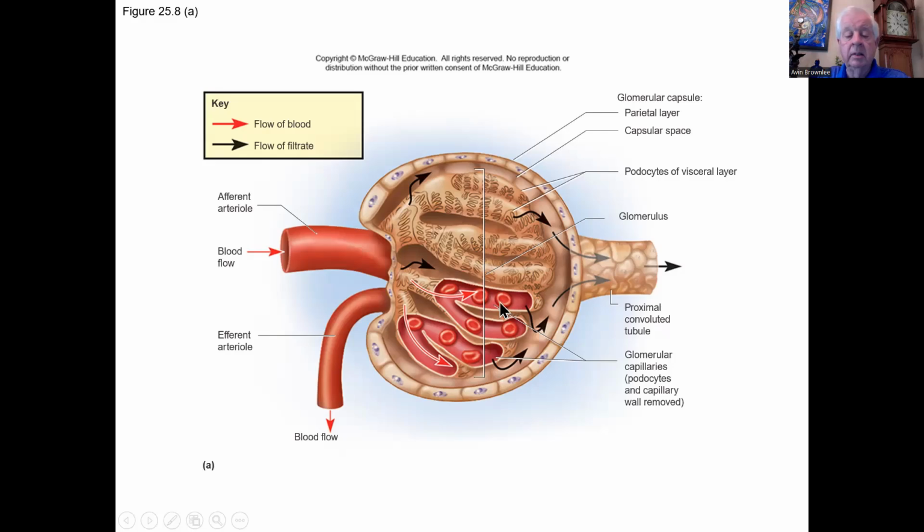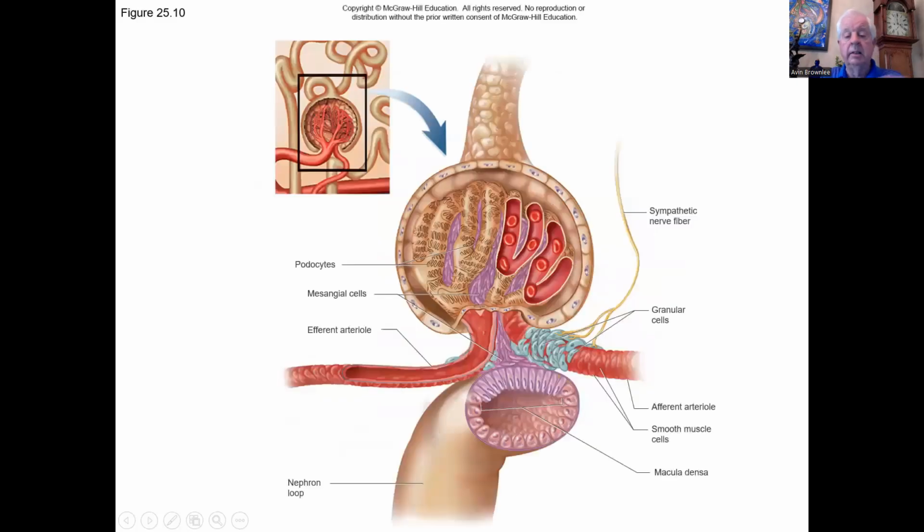So the three factors that cause the filtration rate to be so high in our kidneys are very permeable fenestrated capillaries, very permeable visceral layer of the capsule with these little slit pores, and then very high blood pressure, which causes a greater force pushing the blood out than we find most places. And that is because of the narrow efferent arteriole.